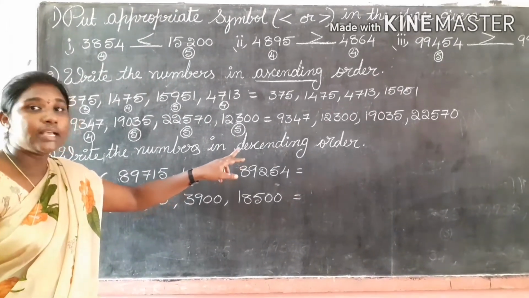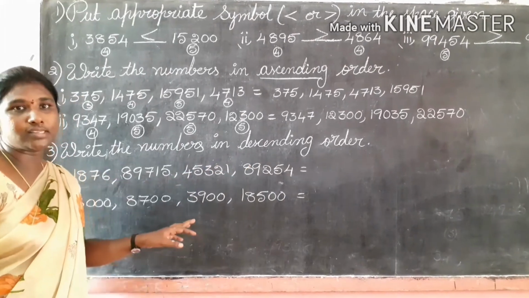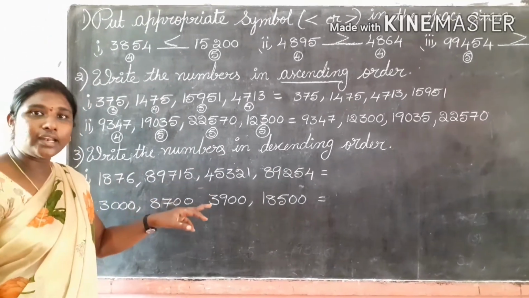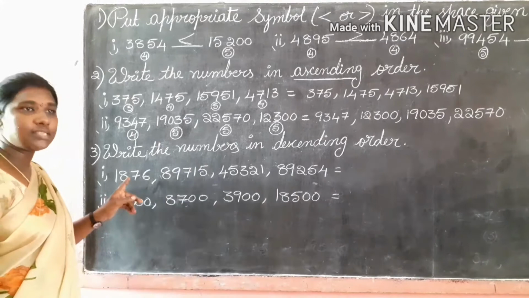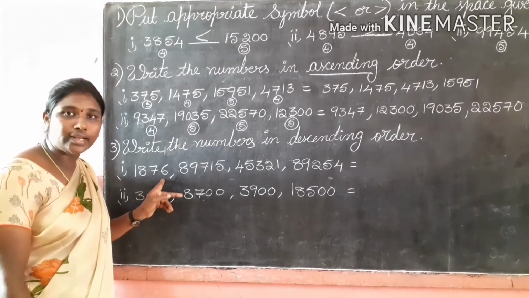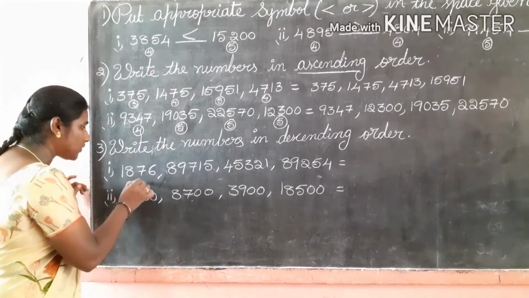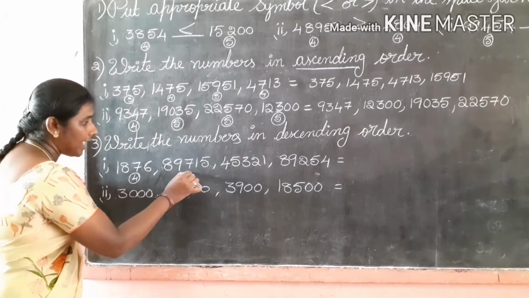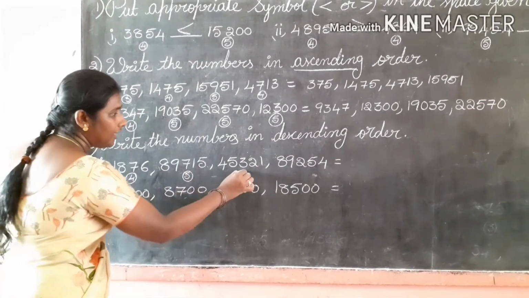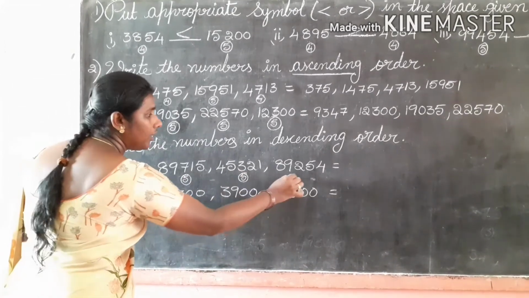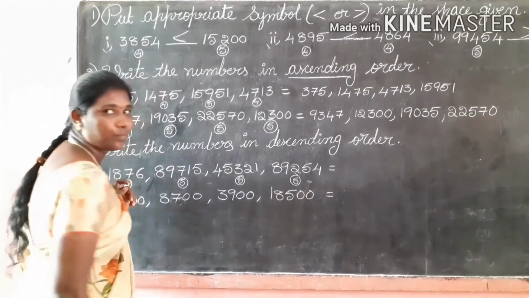Next, write the numbers in descending order. Descending means greater number to smallest number. Same here also. First we have to write the number of digits in each number. Here the first number contains 4 digits, and here it contains 5. Here it contains 5. Here it contains 5.